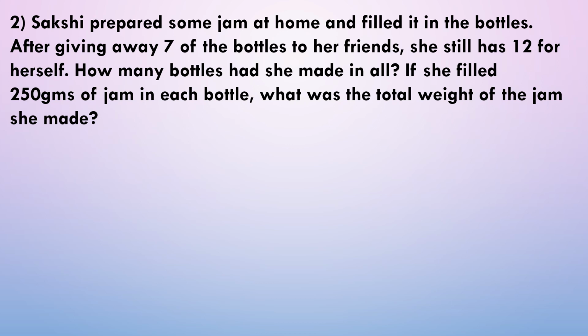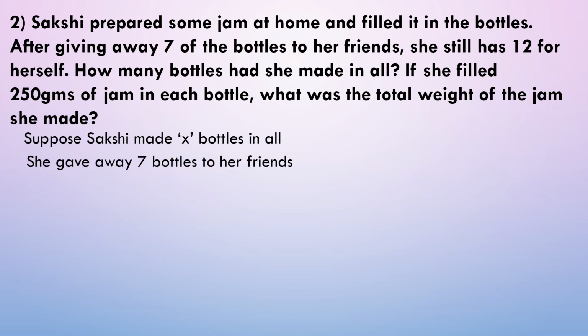Here, we don't know how many bottles she made. So suppose Sakshi made X bottles in all. We don't know how many bottles she made, so you have to take it as X. She gave away 7 bottles to her friend. So X minus 7, you have to subtract it. Still, she has 12 bottles with her.